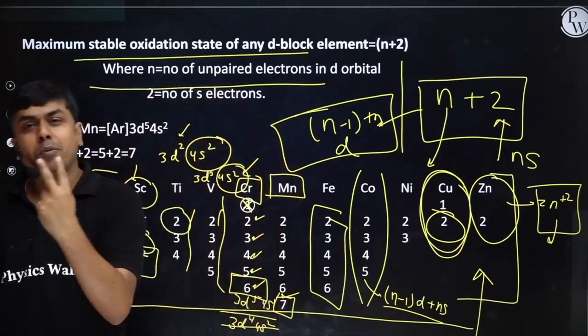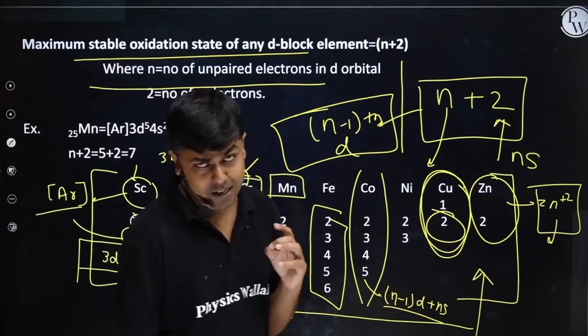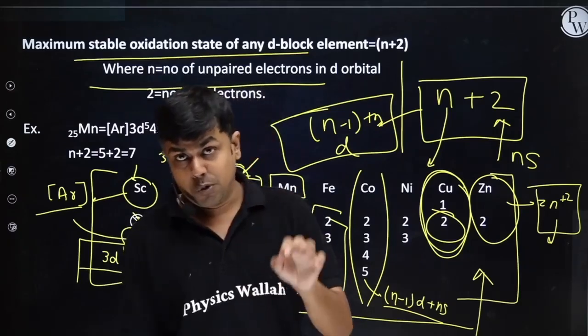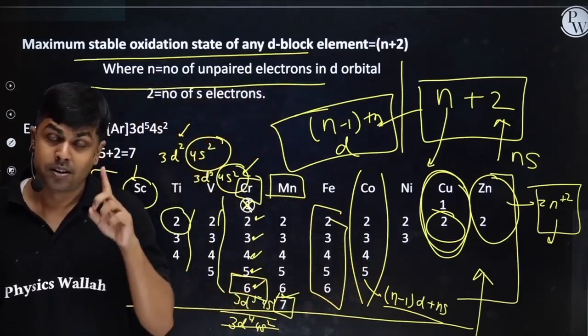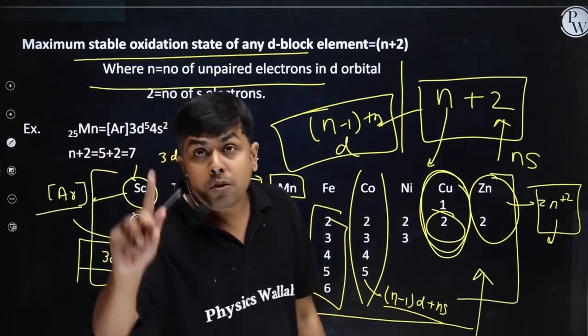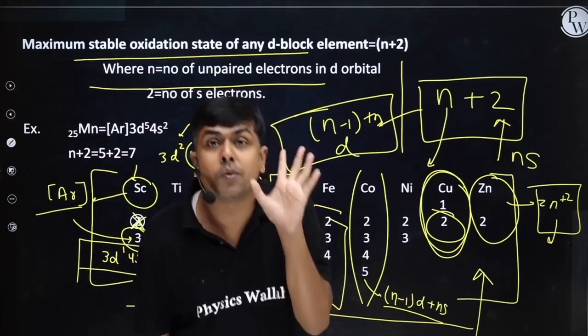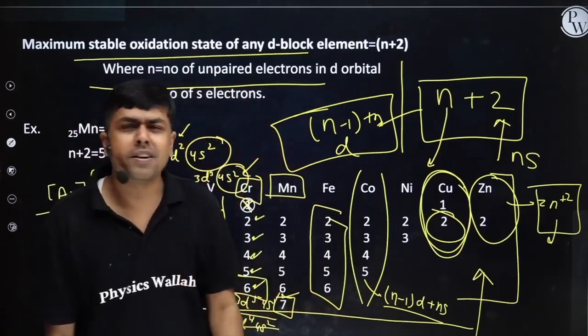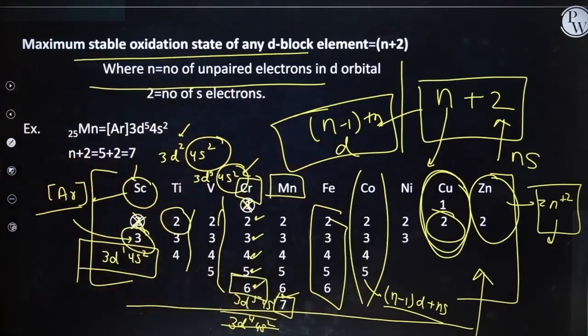Copper, two possible oxidation states, plus 1 and plus 2. Manganese, plus 2 to plus 7. Chromium, from plus 2 to plus 6, not plus 1. Scandium, plus 3 only. Am I clear, students? So please copy all these things.